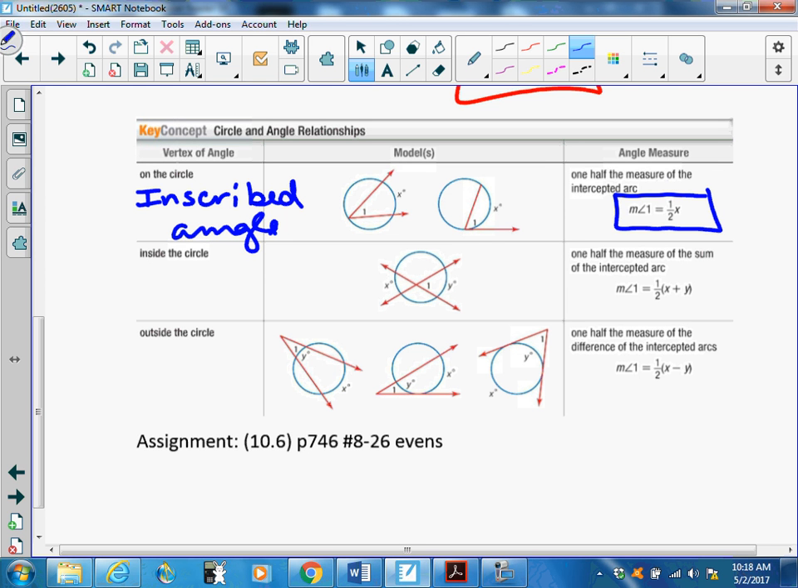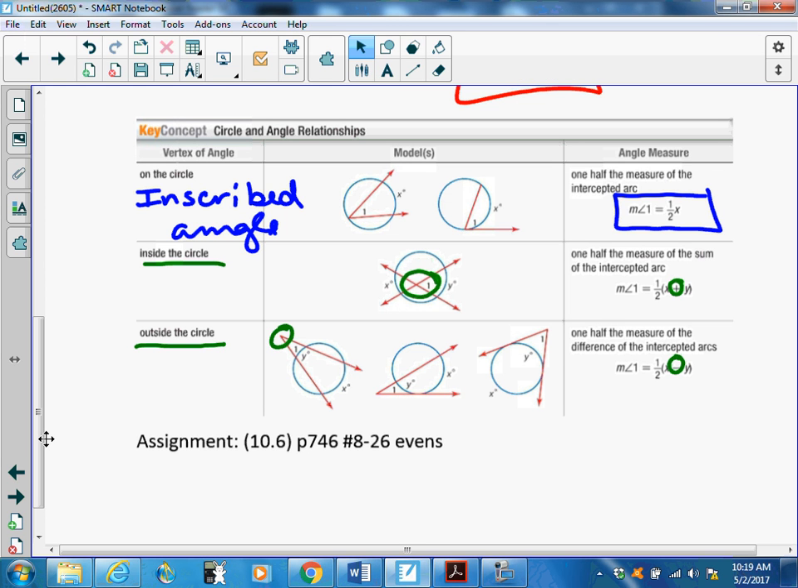Then we have an intersection on the inside of a circle. And when that happens, the measure of the angle created there by the intersection is half the sum of the intercepted arcs. And when we have an intersection on the outside of the circle, then the measure of the angle is equal to 1/2 the difference of the intercepted arcs.